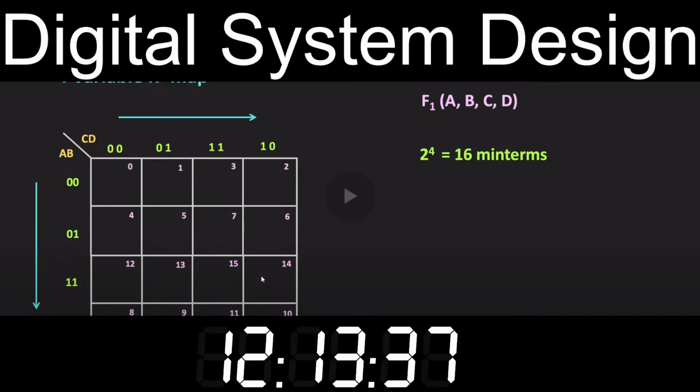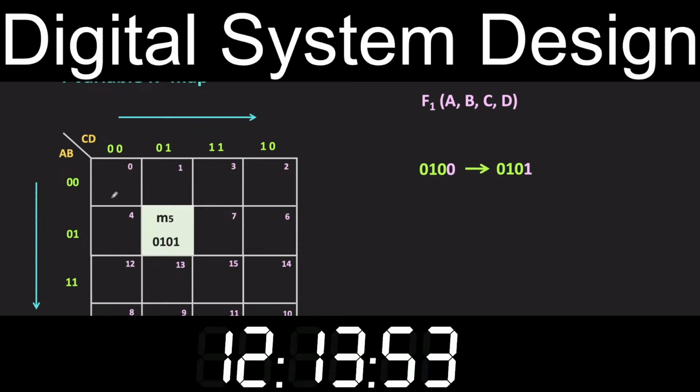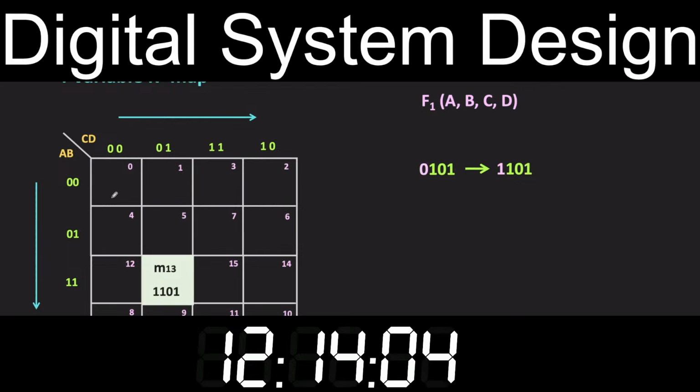So here, the numbering beside each row and column is done in the gray code form so that the pair of adjacent cells are only one bit apart. For example, if you go from the minterm 4 to 5, then only the last bit is changing. Similarly, if you go from the minterm M5 to M13, then only the MSB is changing. That means between the pair of adjacent cells, only one bit is changing.